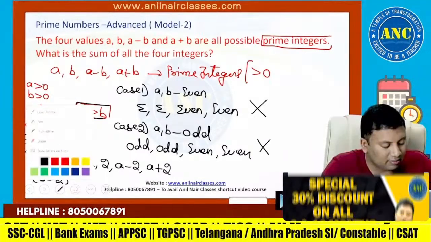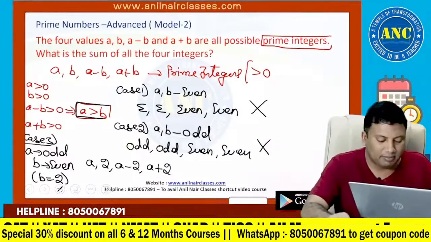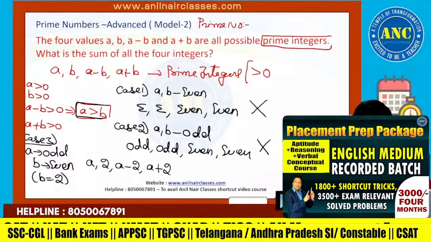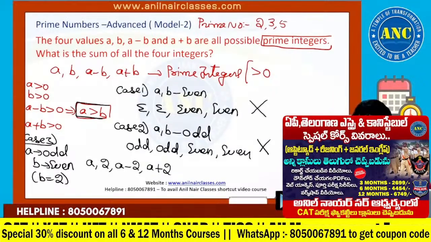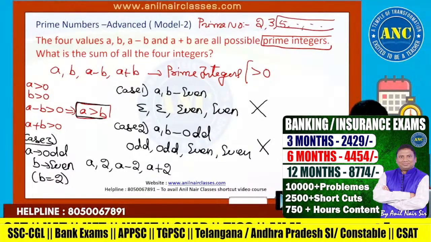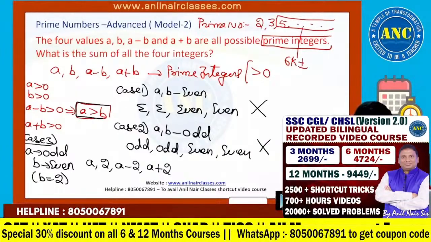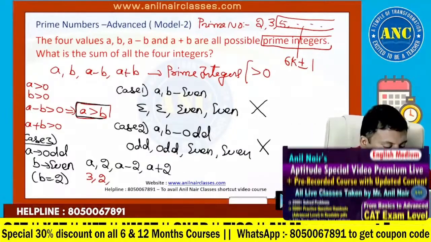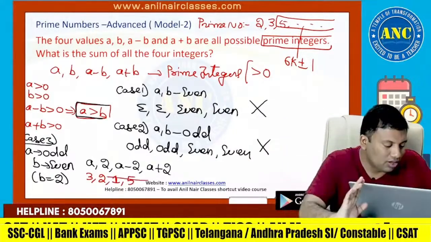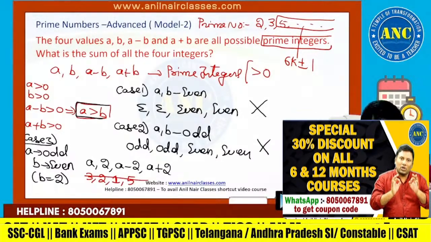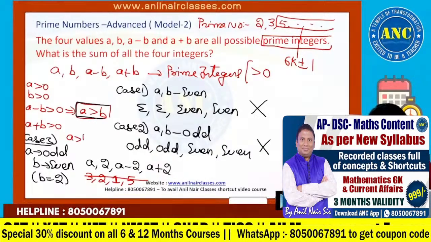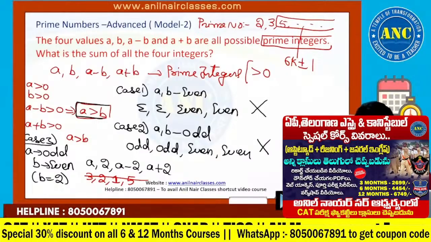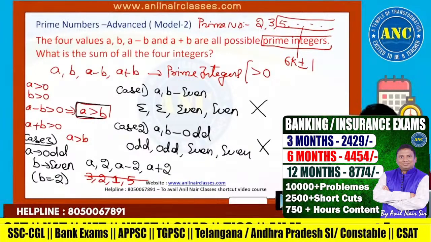A is greater than B. The prime number series will be 2, 3, 5 and so on. Any prime number greater than 3 is of the form 6k plus or minus 1. So let me take 3. 3, 2, 3 minus 2, 3 plus 2. 1 is neither prime nor composite. Remember, after 2, the next immediate prime number is 3. Next is any prime number greater than 3, of the form 6k plus or minus 1.